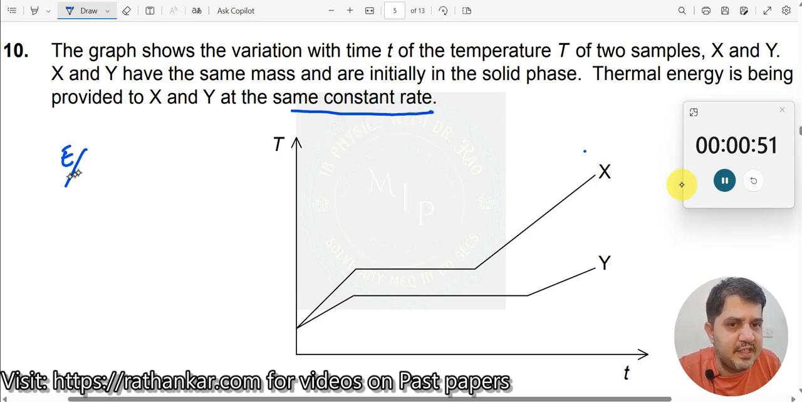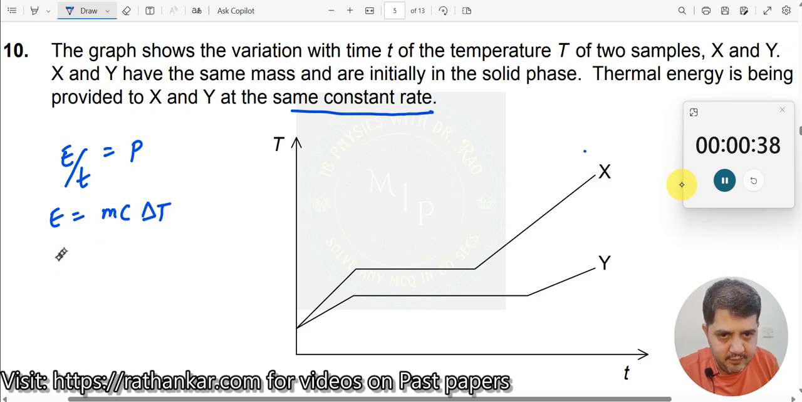Which means energy divided by time. Whenever there is a rate, you should divide by time for the energy. Now when we have this, what do you mean by energy by time? It is nothing but power. Now we know that energy is given by mc delta T. Thermal energy is given by this one. When you say power, power is equal to mc delta T divided by delta t over here.